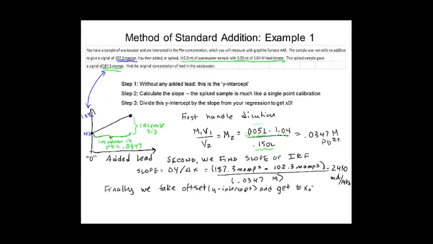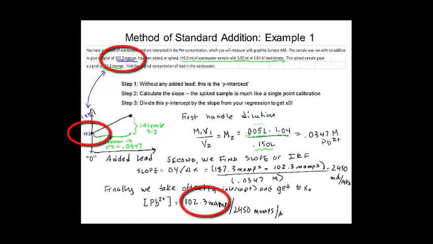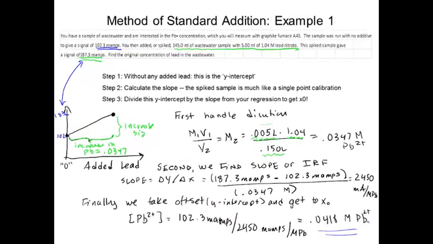Finally then, we're going to simply divide our y-intercept by the slope we just calculated. So we're going to take 102.3 milliamps divided by 2450 milliamps per molar lead. And when we do that, we're going to calculate 0.0418. Again, sig fig issues. Looking at this problem, you probably would report to 3, as I did.